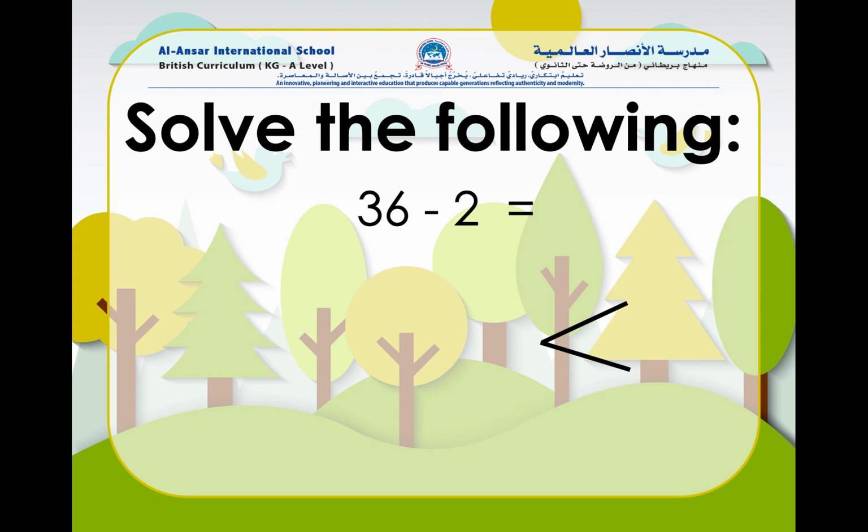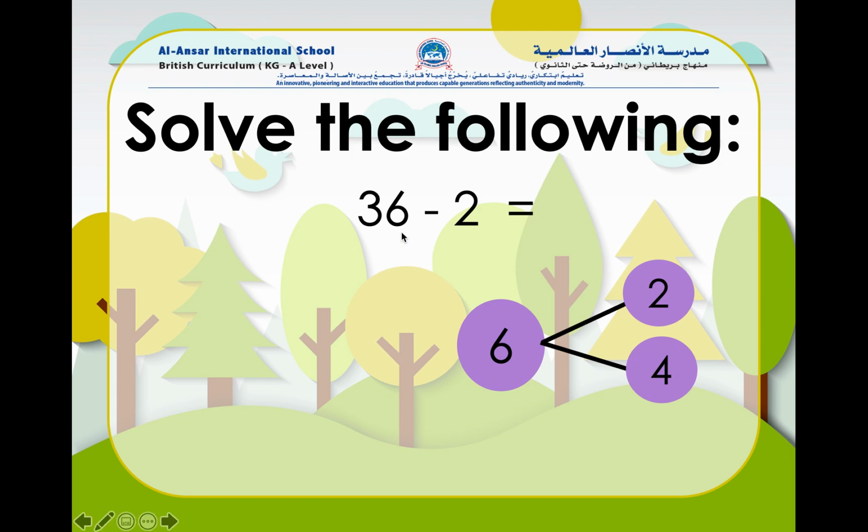Now, we already know our bonds. So we know our whole is 6 and we have 2 over here. Which number is missing? So we have 6 and 2. 2 and which number make the number 6? If you've guessed 4, well done. Now we can use this information to help us solve this problem. 6 minus 2 equals 4.